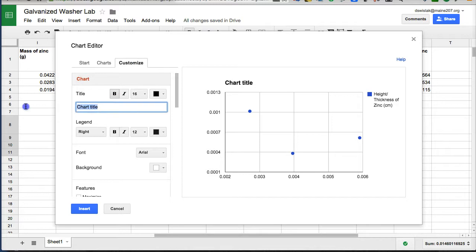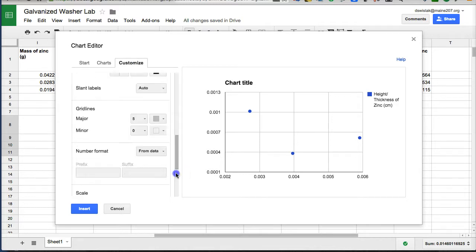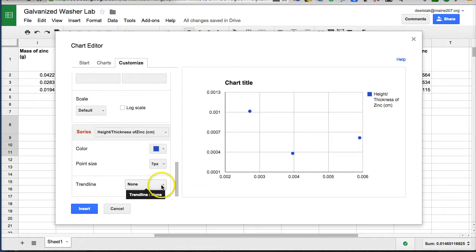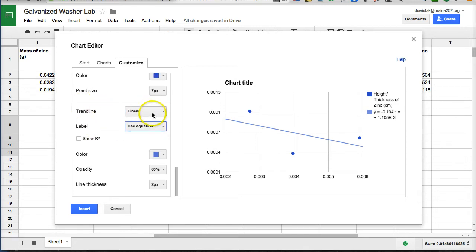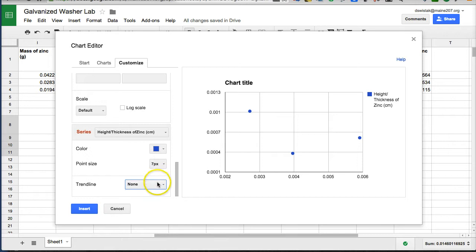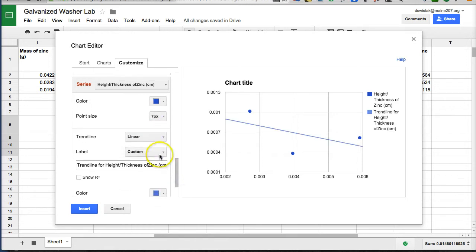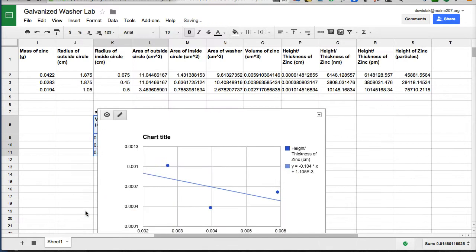Down here you can adjust the chart title. We're not going to use this for anything except getting our slope. So I'm going to go down here and click on trend line. It's a linear trend. It looks like it's negative a little bit here, but if we look at the value, I'm going to click Use Equation under Label. So trend line again. If you click None, there's no options, but if you click Linear and then scroll down a little bit, the label here, click Use Equation, and now I'm going to click Insert.